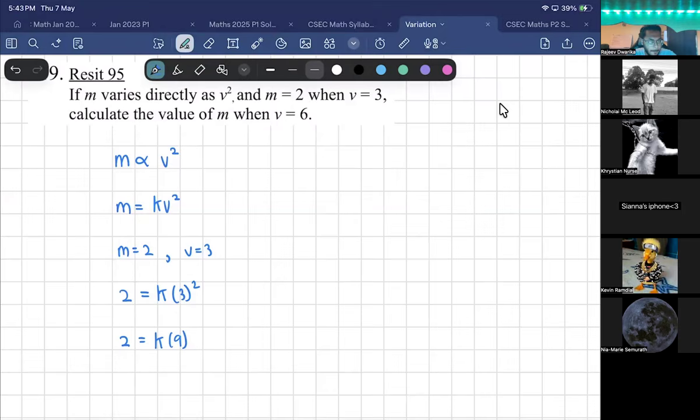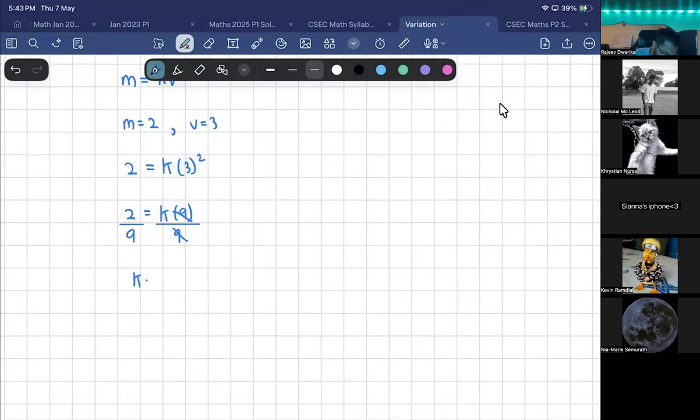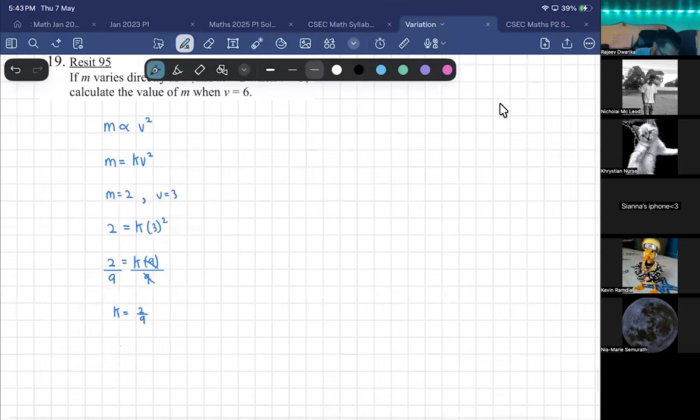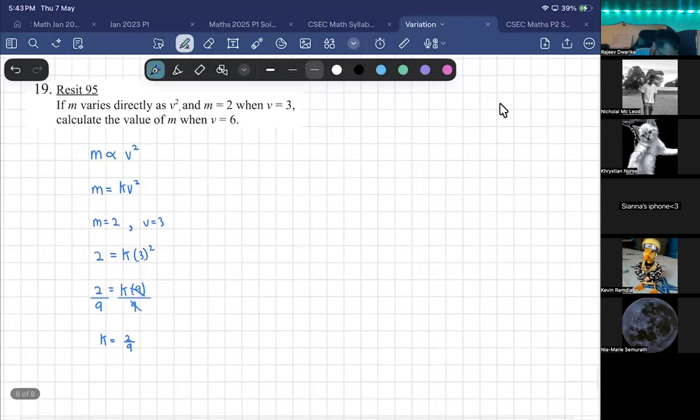What is k times 9? That's just 9k. So we're trying to find k right here. But what do I need to do on both sides if I want to find k? You have to divide by 9. So k is equal to 2 over 9. And so where's the next step? We have to keep it as a fraction. Yeah, leave it as a fraction.